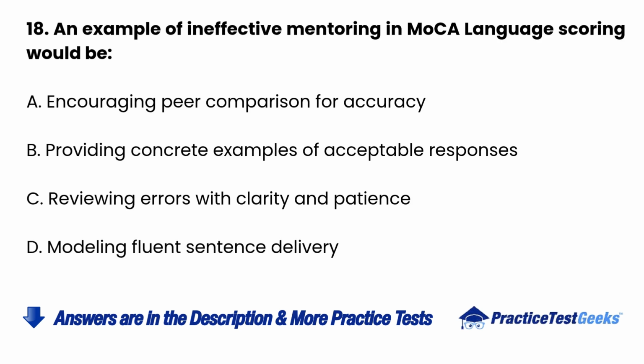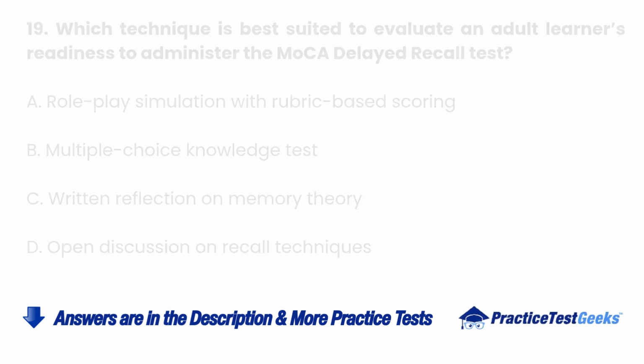18. An example of ineffective mentoring in MoCA language scoring would be A. Encouraging peer comparison for accuracy. B. Providing concrete examples of acceptable responses. C. Reviewing errors with clarity and patience. D. Modeling fluent sentence delivery.